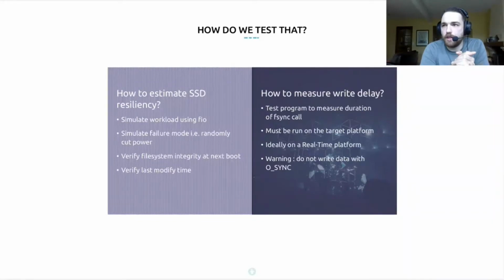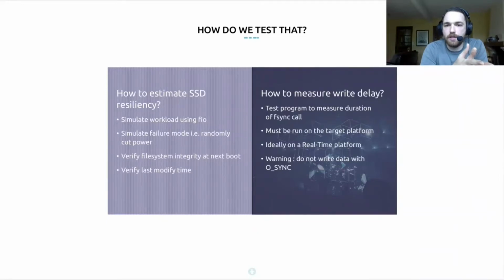You verify the file system integrity at the next boot. You verify the last modified time before cutting the power, and you can measure how much data you actually lost or not. Because we are talking about a real-time system to ensure that data is returned in a certain time, we need also to measure how much time a file write takes.